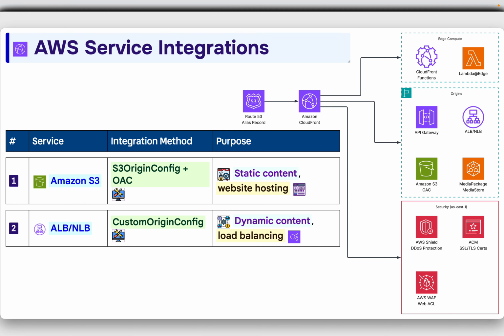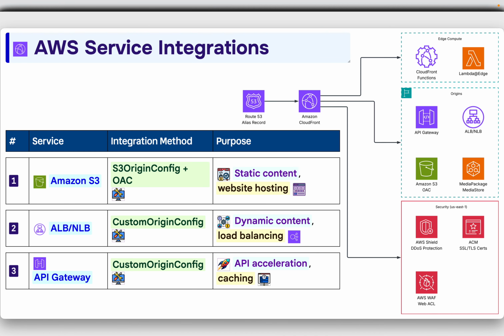Then we have application load balancer and network load balancer. This service uses custom origin config as the integration method. The purpose is for dynamic content and load balancing. Then we have API gateway. The service uses custom origin config as the integration method. The purpose is for API acceleration and caching.